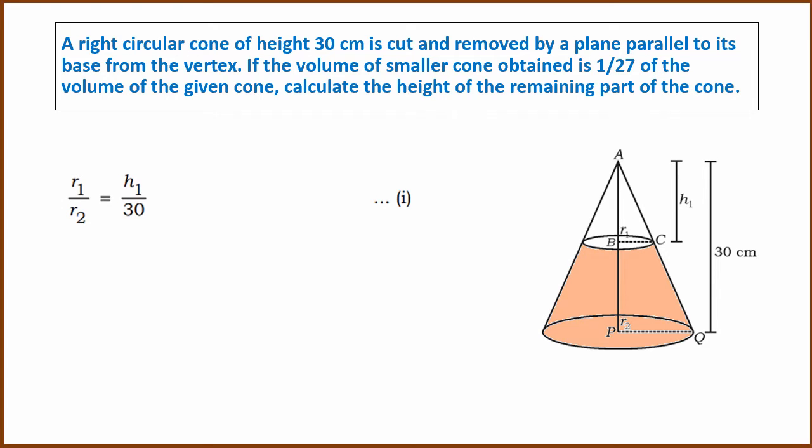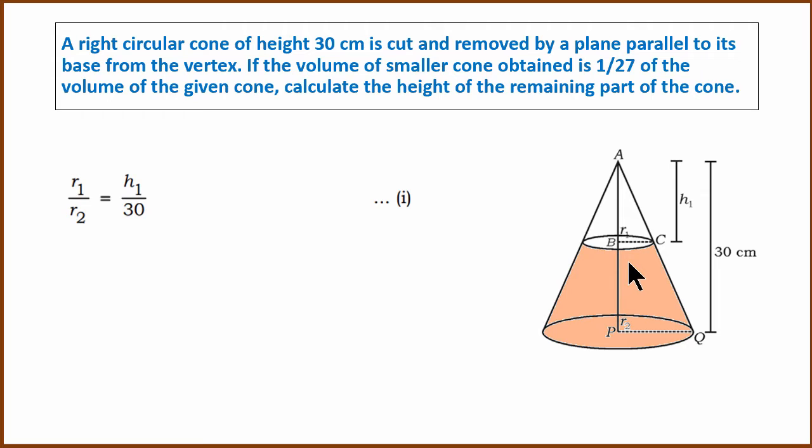The first step that we will do is we'll use the concept of similar triangles. If you really observe, this triangle ABC here is a right angle triangle. Similarly, APQ is a right angle triangle, and they are similar. In other words, what do I mean by that? This angle is 90 degrees. This angle is common, which means this angle is the same. In other words, they are similar triangles.